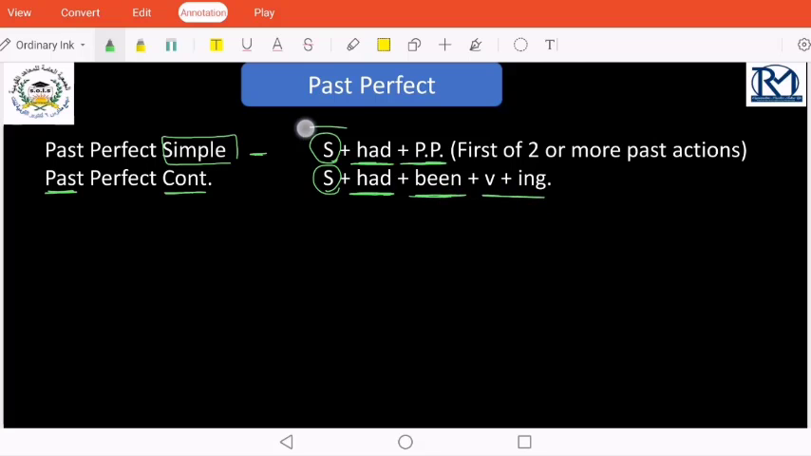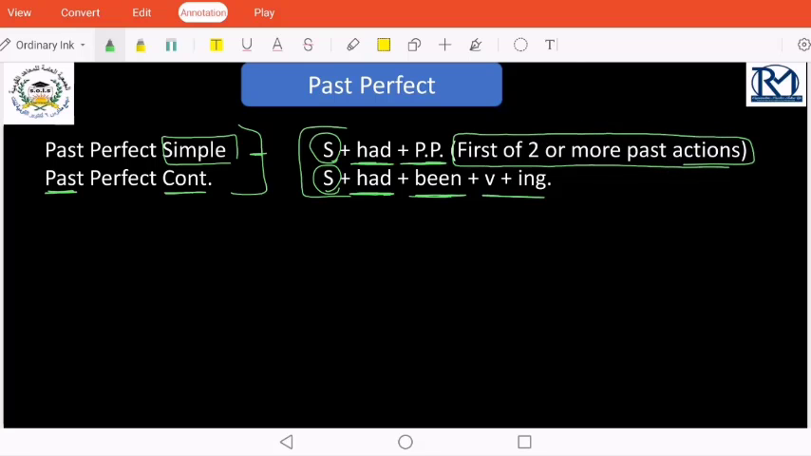Both past perfect and past perfect continuous describe the same thing. Both of them have the same meaning and the same usage, which is the first of two or more past actions. This means if you did, for example, 10 things yesterday, the first thing you did must be used with the past perfect simple or the past perfect continuous. So what is the difference between both of them?